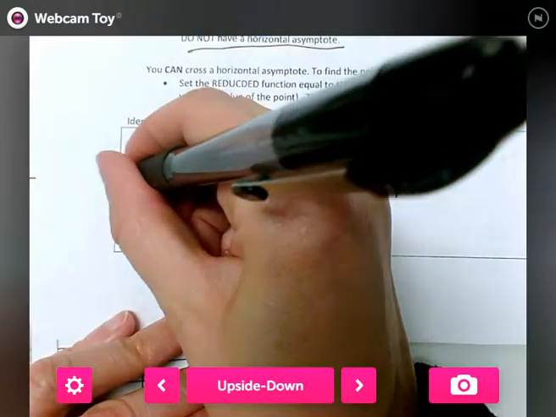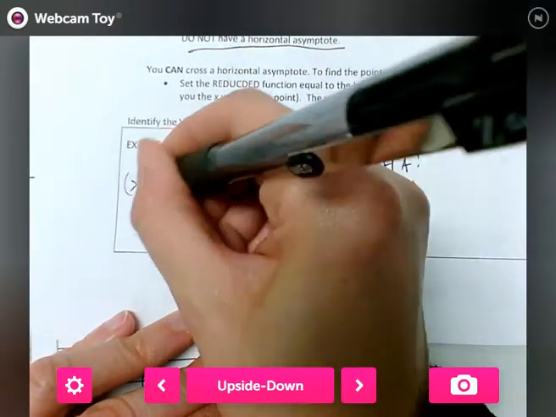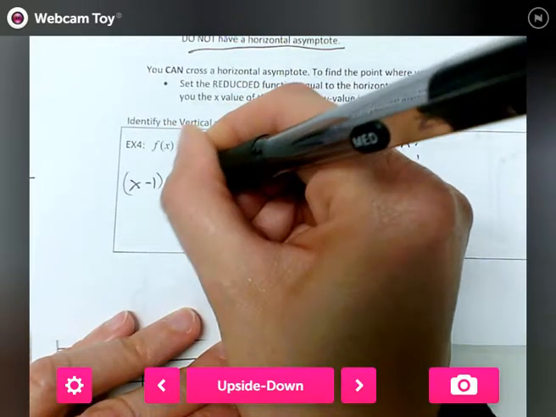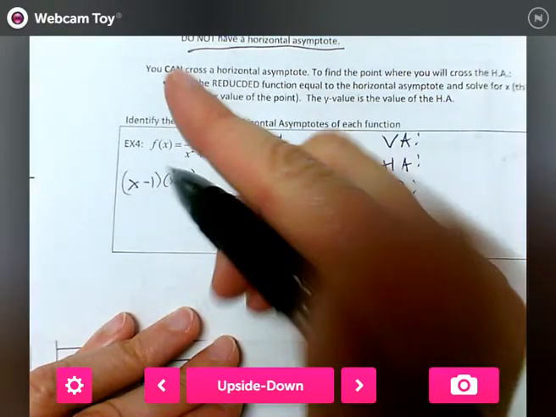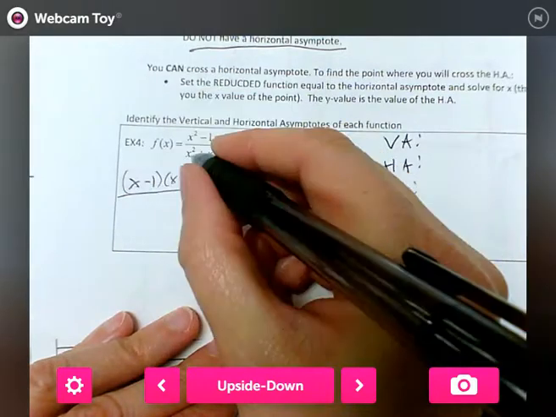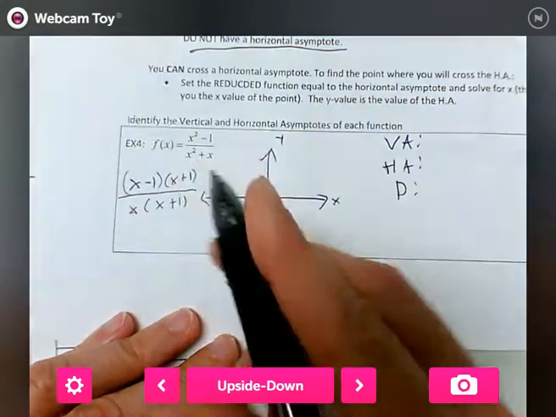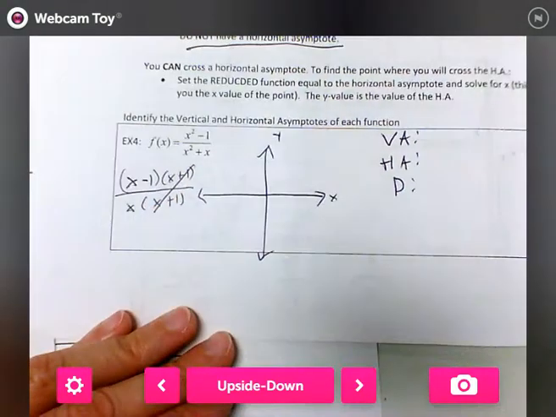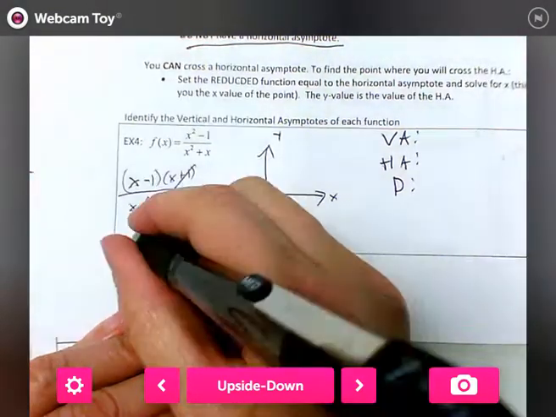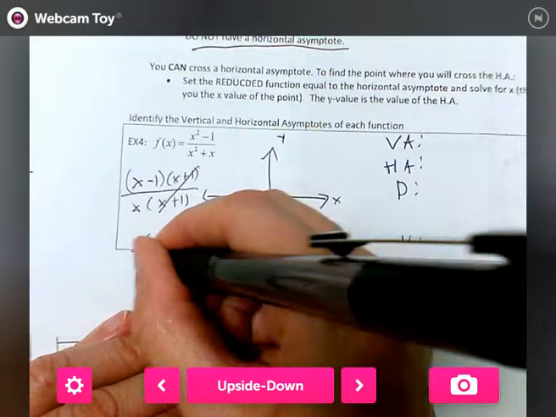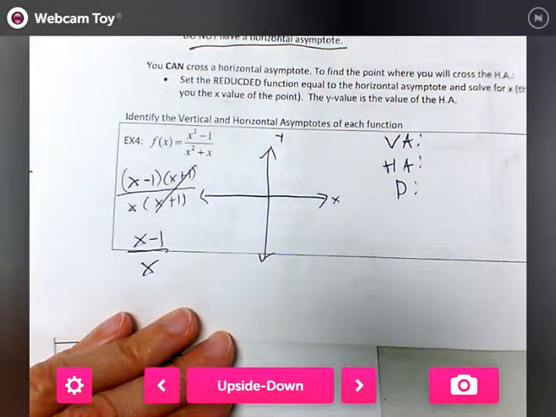So I'm going to have x minus 1 times x plus 1, right? Because they're both perfect squares and subtracted. All over, I'm going to pull out an x. x times x plus 1. Do we agree these two x plus 1's cancel? x plus 1 and x plus 1? So we're just left with x minus 1 over x. So far, so good?